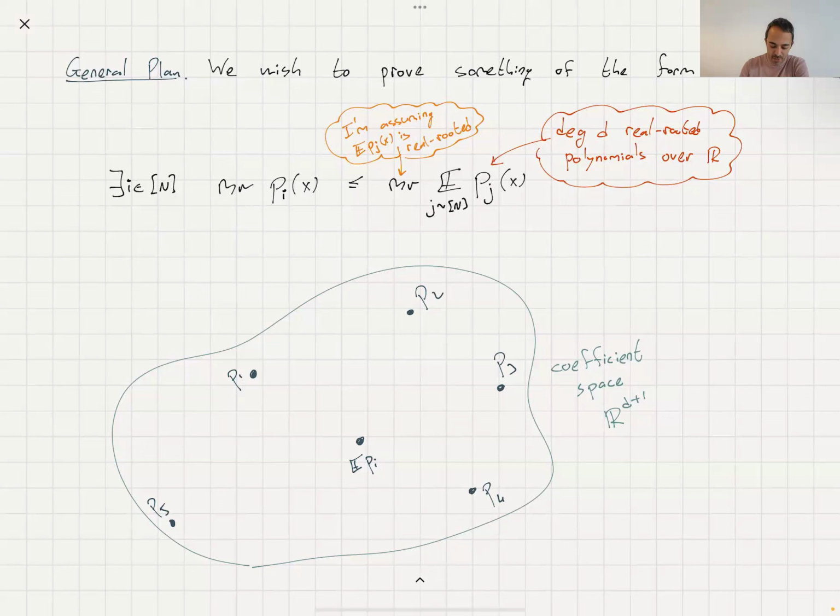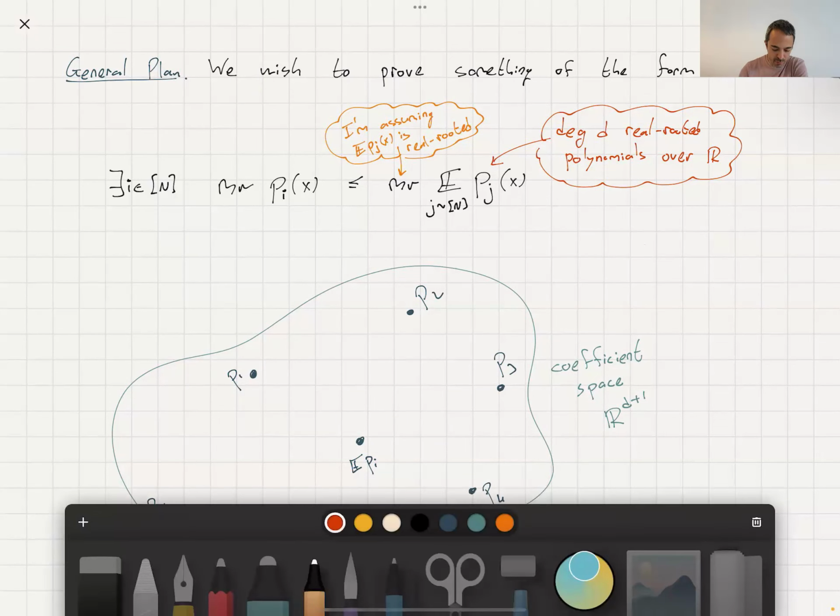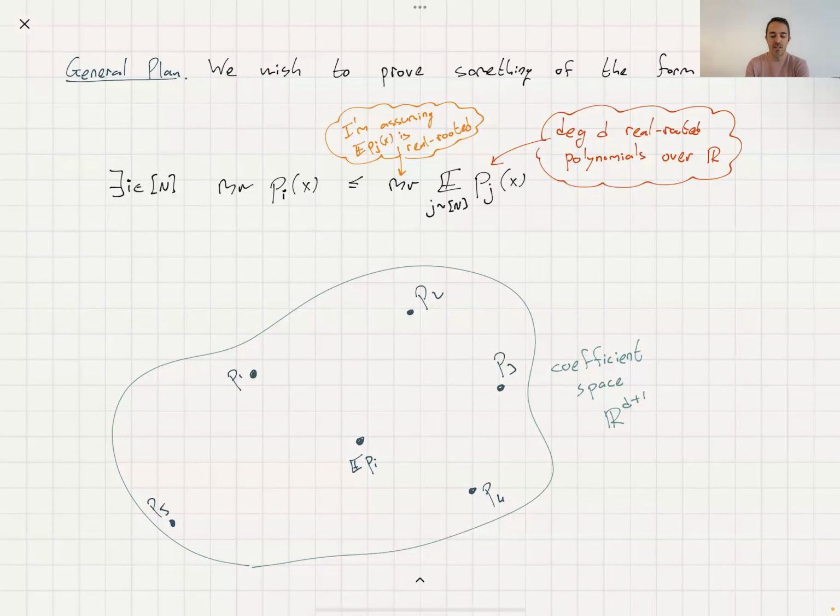Right, so the general problem that we are facing is the following. We want to prove something of the sort. We have some polynomials, capital N polynomials, P1 up to P capital N, and we have a bound on the max root of the expected polynomial, assuming that all of these polynomials are real-rooted, and that it follows from that that the expected polynomial is also real-rooted. So this is part of the things that we'll have to prove.